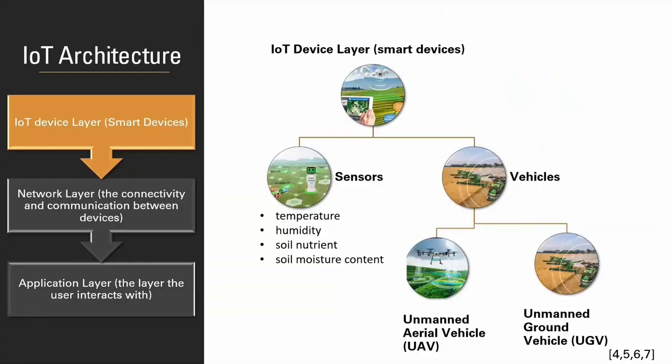The IoT device layer is divided into the sensors that measure the temperature, the humidity, and the soil nutrients. On the other hand, we have the vehicles, the unmanned aerial vehicles, that go out to scan and scout for any predators or pests on the farm. And this informs the unmanned ground vehicles to either go and harvest or spray fertilizers or pesticides if need be.